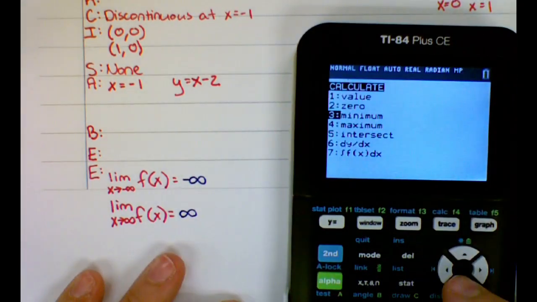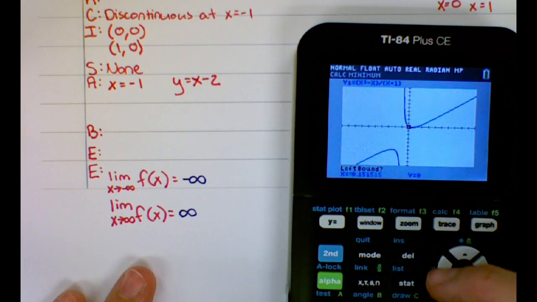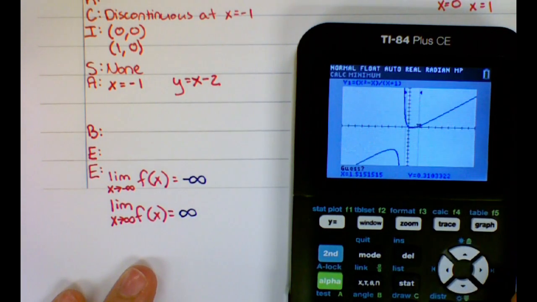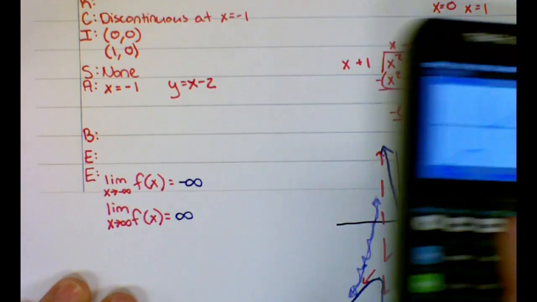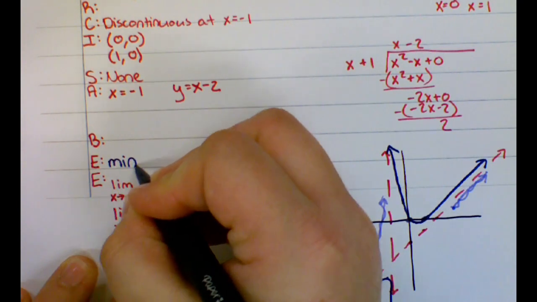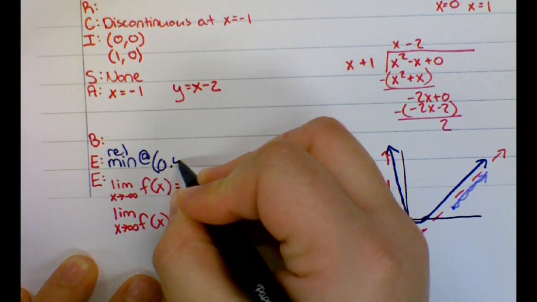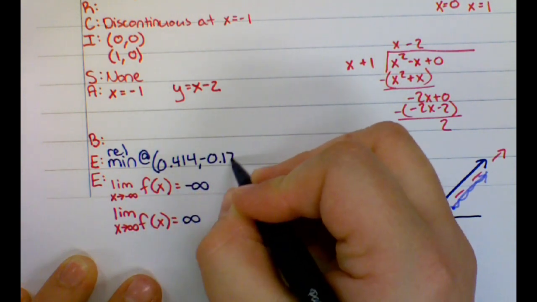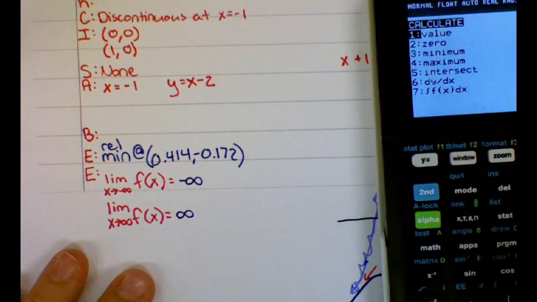Second, calculate minimum. Well, I have a little minimum right there, so I want to get on the left-hand side, press enter. Right-hand side, press enter. Guess, press enter. That's not a nice number, but we have a minimum, relative minimum, at 0.414, negative 0.172. And then we have a relative maximum that I will calculate also.